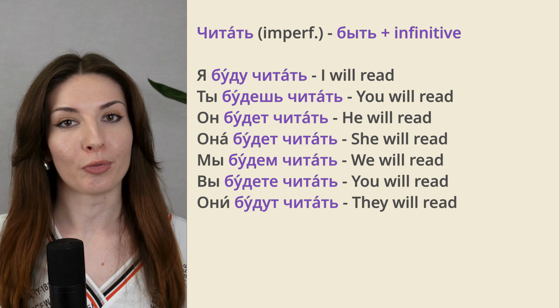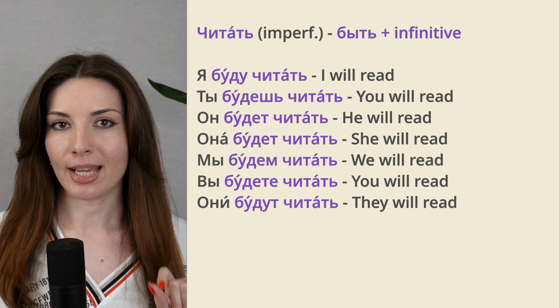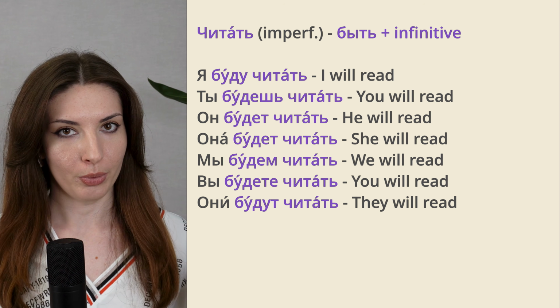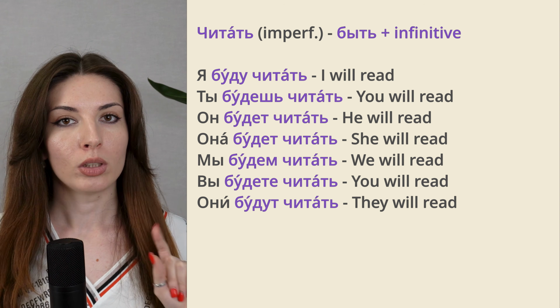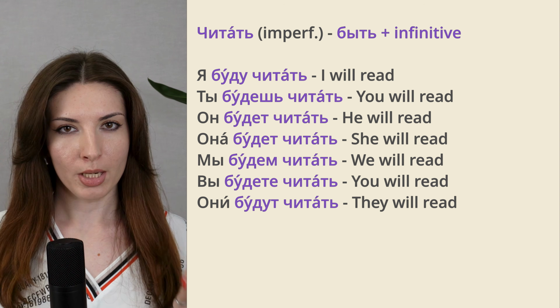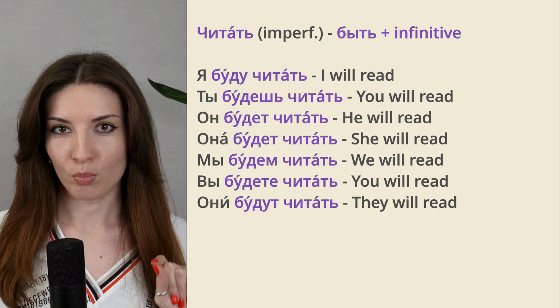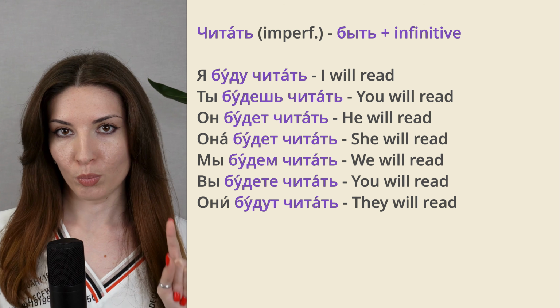As I said, it takes to be, быть, in the future tense, plus the infinitive of every Russian verb. Again, let's take our verb читать, imperfective aspect. Again, it depends on each pronoun. Я буду читать, ты будешь читать, он, она будет читать, мы будем читать, вы будете читать, они будут читать. This type is perfect. We don't have any exceptions. The same verb to be in the future tense plus the infinitive, an amazing tense.